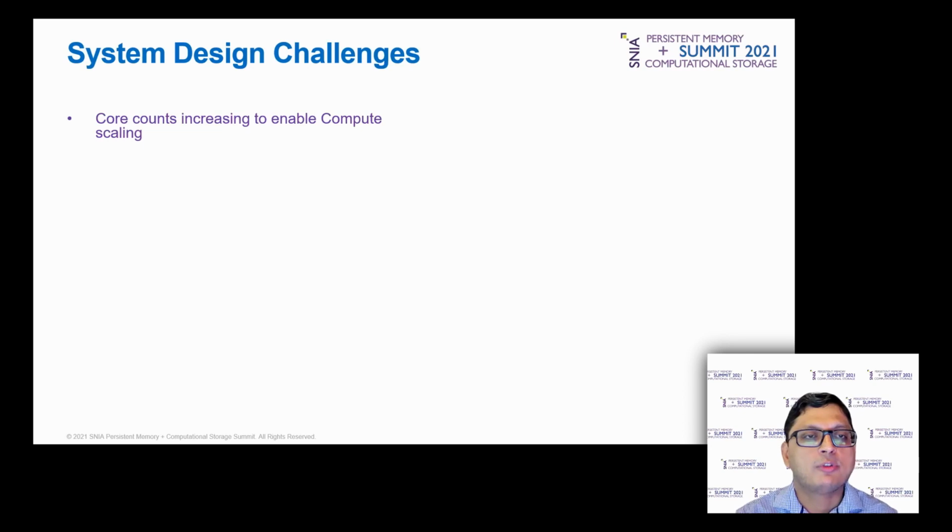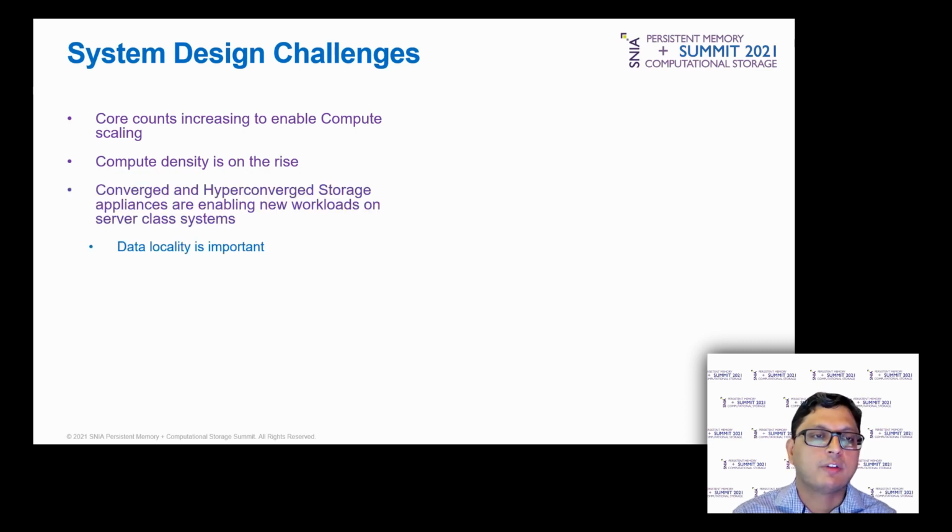Core counts have been increasing to enable compute scaling. And that's generally a good thing because we need to run lots of applications, lots of VMs, and our CPU vendors have been very good here. Compute density is on the rise, which means now you can pack a lot of applications or VMs on the same systems. Hyperconverged and converged storage appliances are now enabling new workloads on server class systems, where data locality is very important. And that has generally improved performance for our applications.